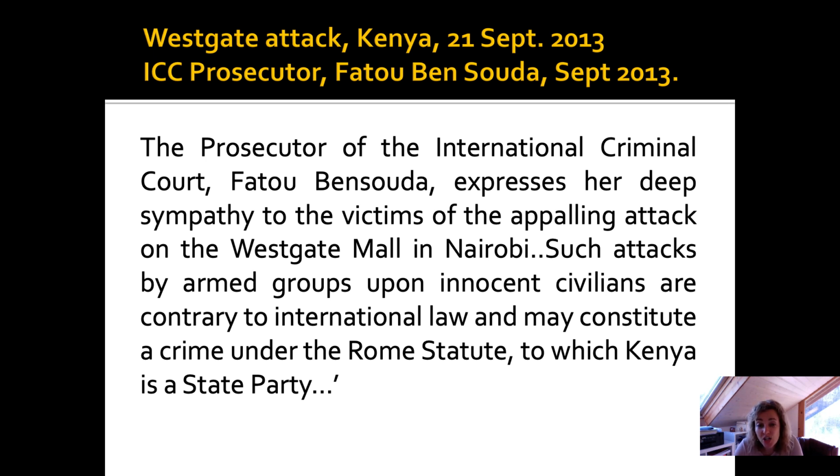And she says such attacks by armed groups upon innocent civilians are contrary to international law and may constitute a crime under the Rome Statute, to which Kenya is a state party. So one could wonder, by using the terms armed groups and innocent civilians, if she refers to the fact that there might be an IHL framework applicable in Nairobi at the time, or if it was rather a human rights law framework, because these armed groups can also commit, let's say, crimes against humanity.